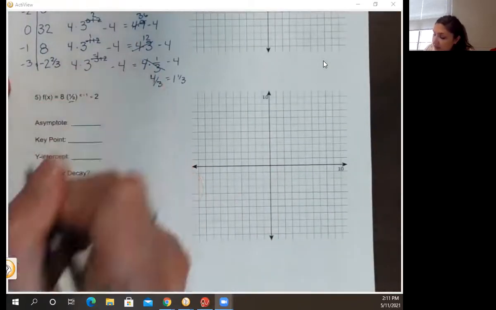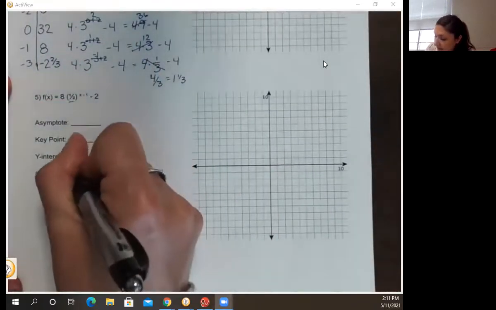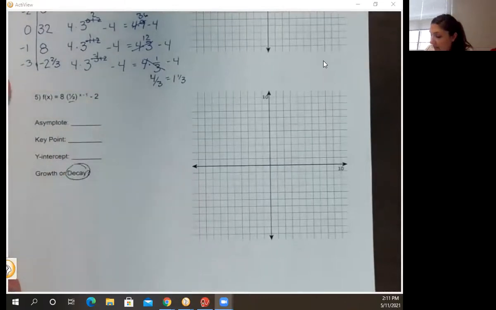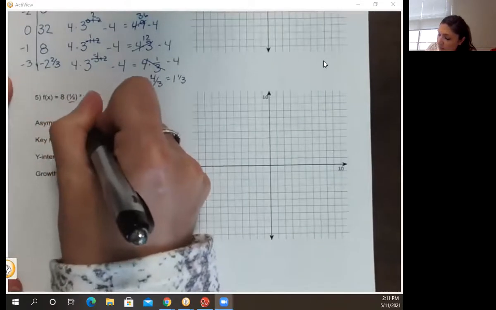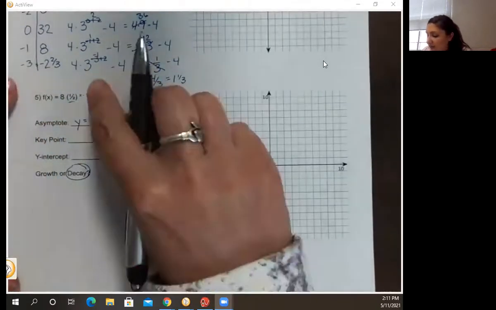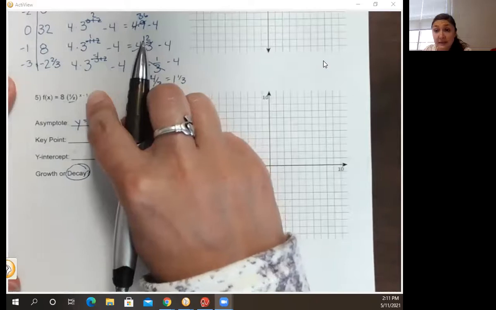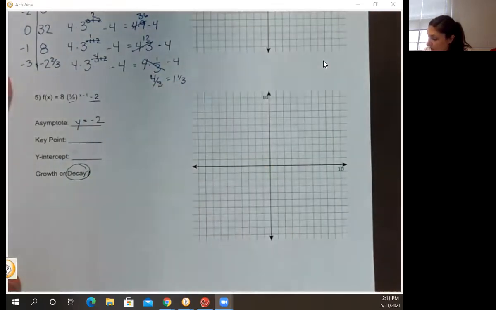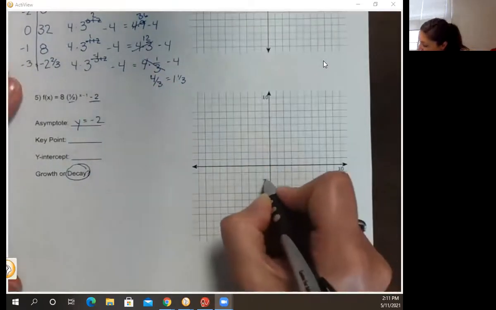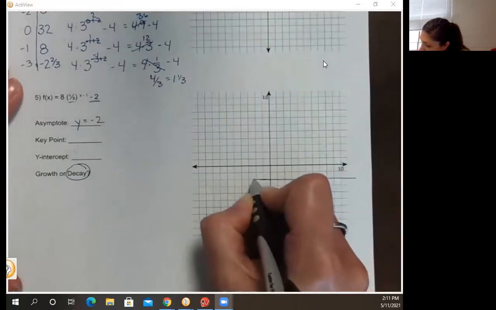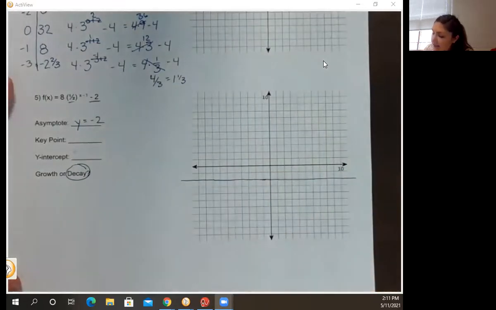Since the base for my exponent is less than 1, that means I've got decay here. My asymptote is that number at the end. So this would be y equals negative 2. And again, remember, if I didn't see a number there, my asymptote would be 0. So I'm going to go ahead and graph my asymptote. Negative 2, and stretch all the way across my graph.